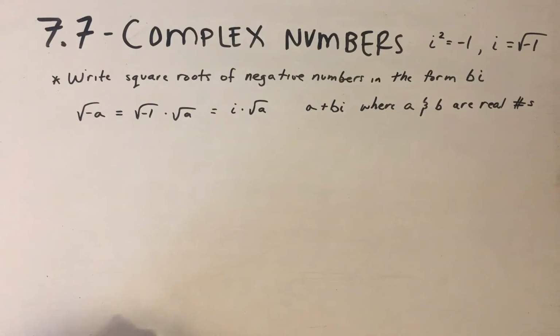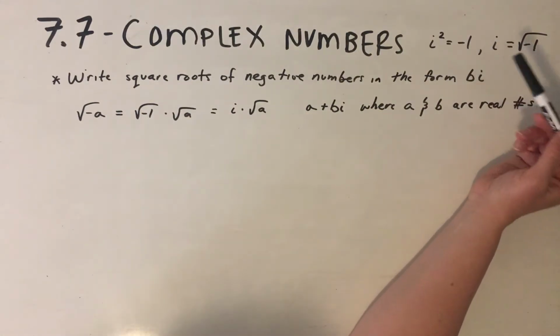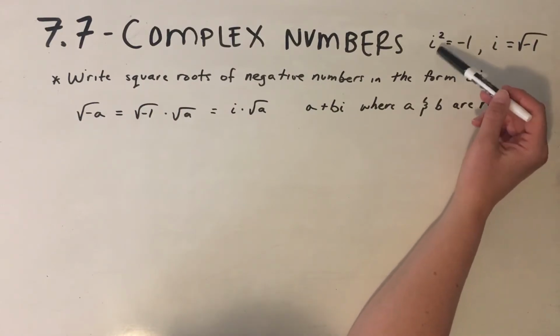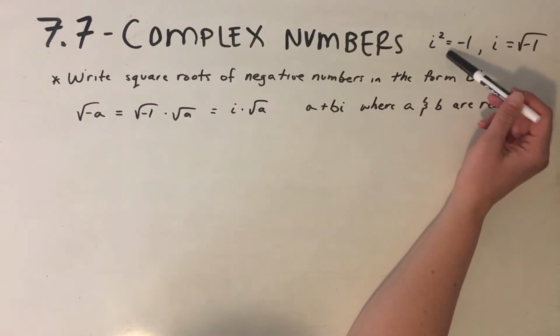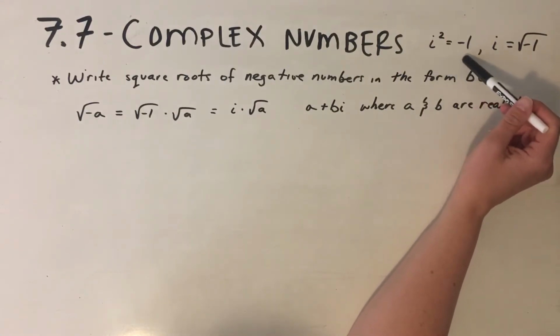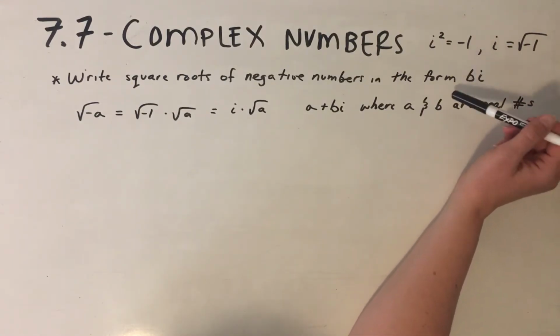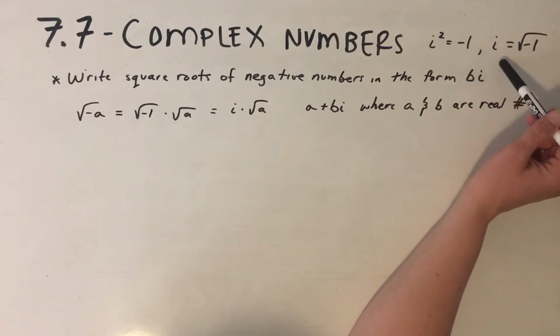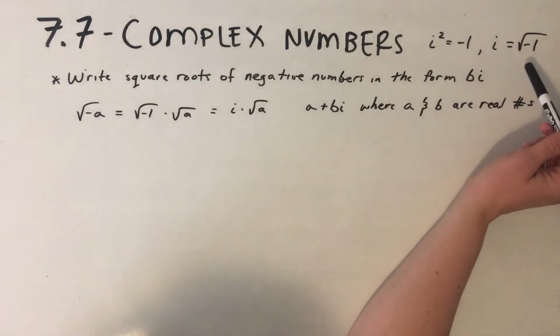So a couple rules or things you want to know about a complex number. How do we get a complex number? Well, I squared is the same thing as -1. Again, these are just some properties that you want to memorize, which means that the square root of -1 is equal to I.